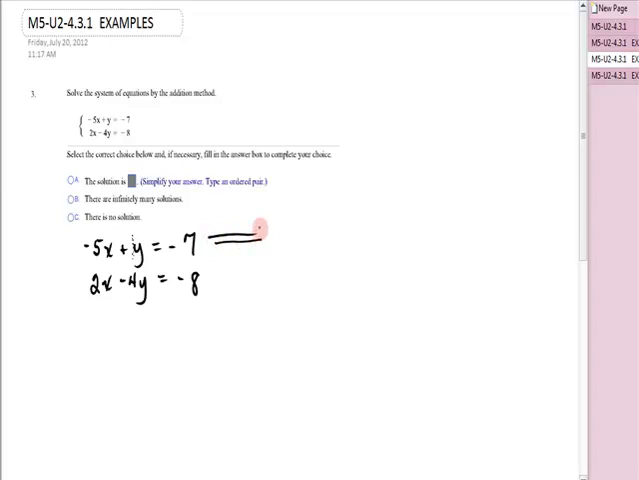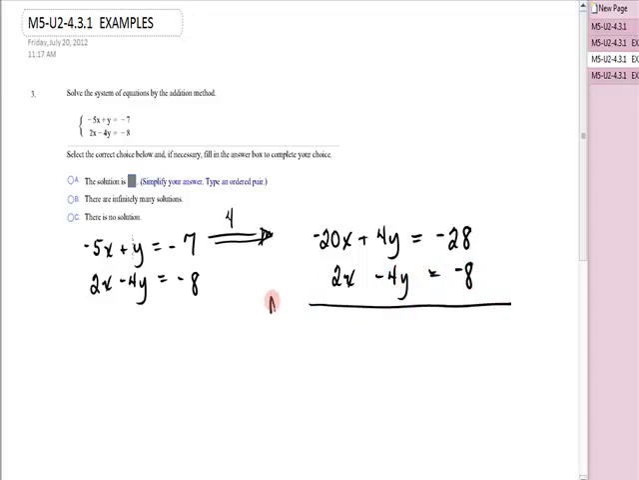So what I'm going to do is multiply the top equation by 4. That gives me negative 5, 4 times negative 5x is negative 20x. 4 times 1y is 4y. 4 times negative 7 is negative 28. Multiply every term in the equation, both sides, by that number. Keep the second equation, 2x minus 4y is equal to negative 8. It is now ready, so now I will add.